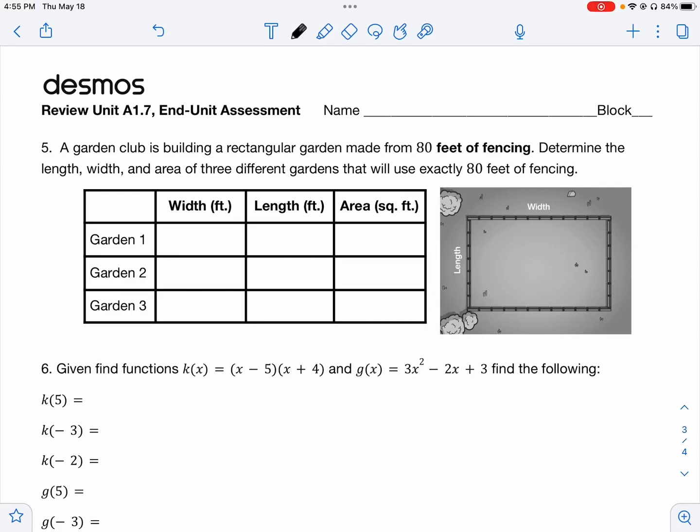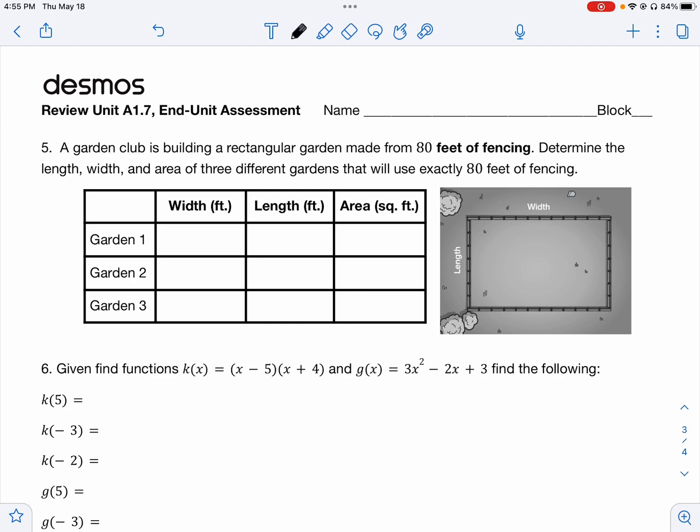Here is part 2 of the Unit 7 Algebra 1 end of unit assessment review. A garden club is building a rectangular garden made from 80 feet of fencing. Determine the length, width, and area of three different gardens that could use exactly 80 feet of fencing.